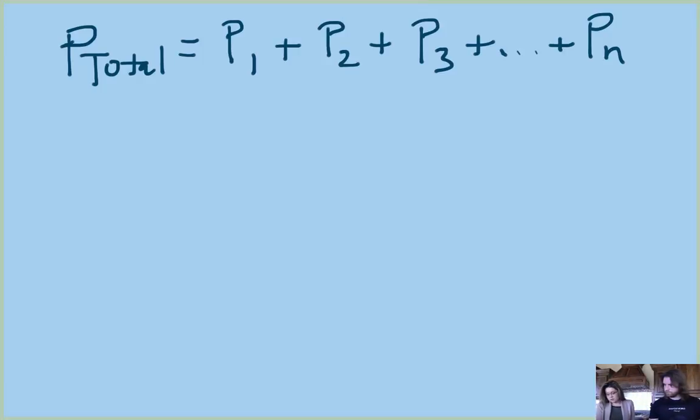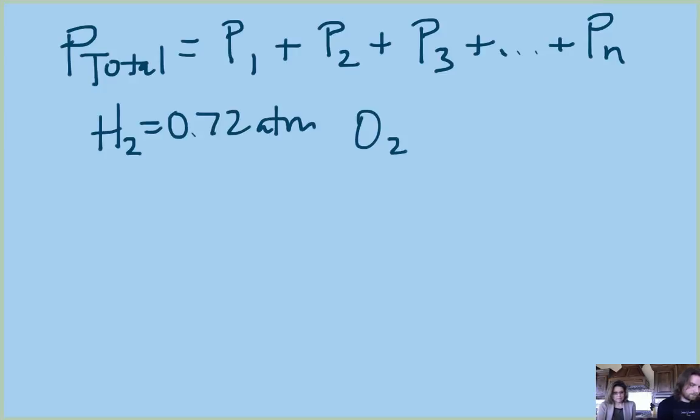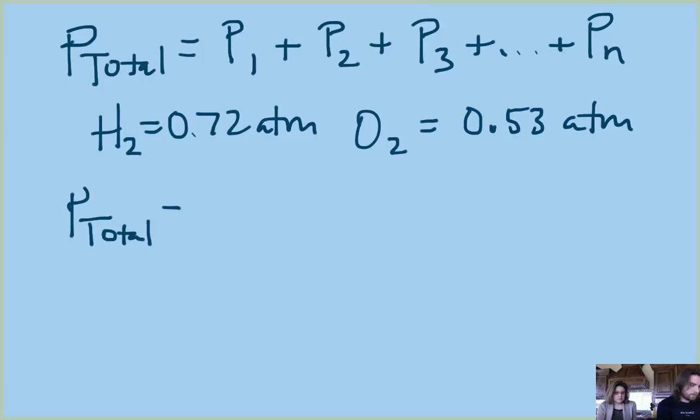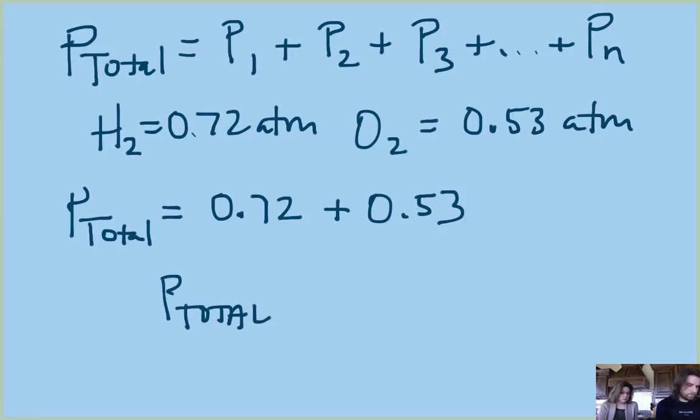So if we have hydrogen gas and oxygen gas, and the hydrogen gas has a pressure of 0.72 atmospheres, and our oxygen gas has a pressure of 0.53 atmospheres, we want to know what the total pressure is. We can just plug that into our equation. We've got a container that has just those two, so this is pretty easy. The total pressure is the sum of these partial pressures: 0.72 atmospheres plus 0.53 atmospheres. We had the same units, so you didn't have to do any conversions.